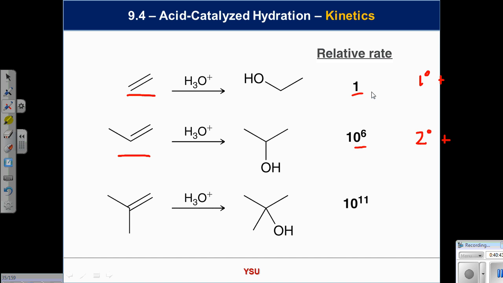So a secondary cation is much better than a primary cation, because all of this height of these barriers, that's what's leading to the carbocation. The height of the barrier dictates how fast the reaction goes. How much better is a tertiary cation than a primary cation? Right there, 10 to the 11.